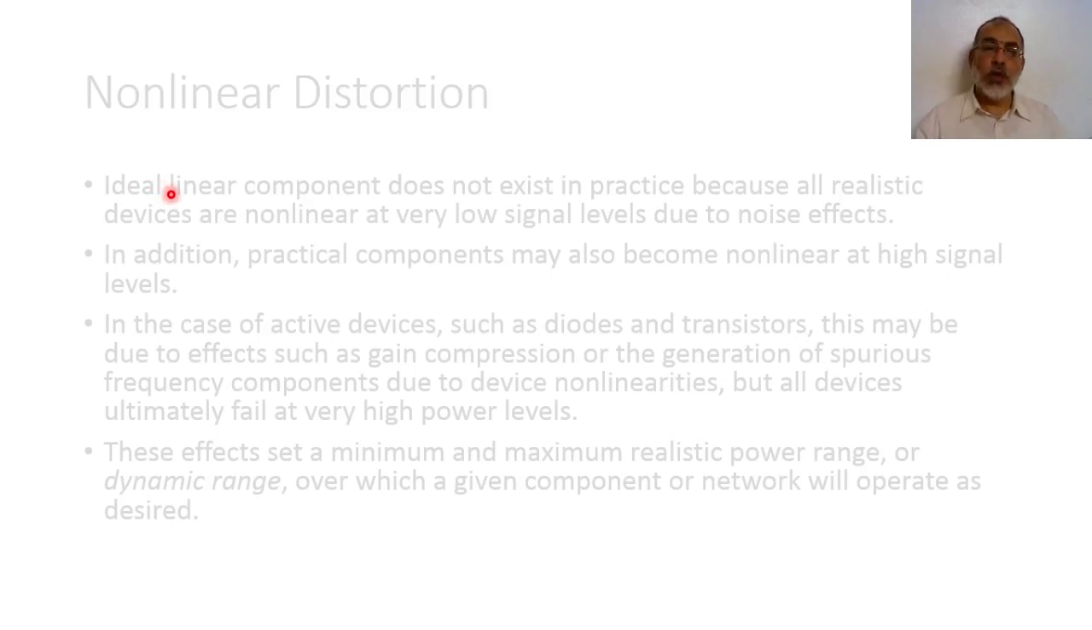So in the following video, we are going to introduce what a nonlinear distortion is, what the source of this nonlinear distortion is, and what the effect of this nonlinear distortion is. And from this nonlinearity, we are going to determine the upper limit, and already we have determined the lower limit. So from the upper limit and the lower limit, we can determine the dynamic range for the microwave circuit.